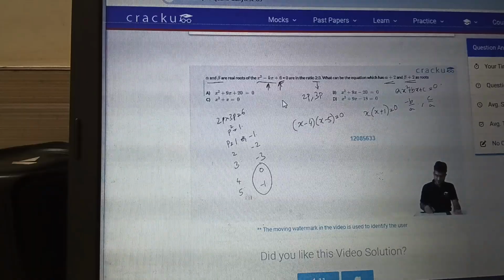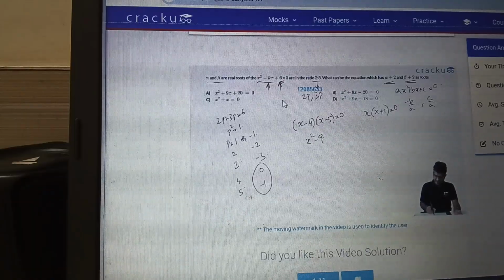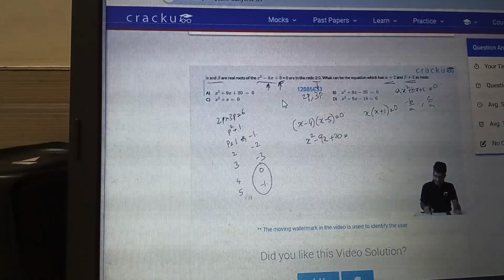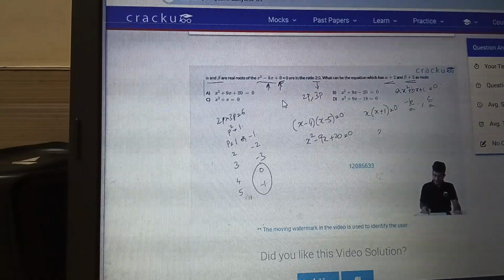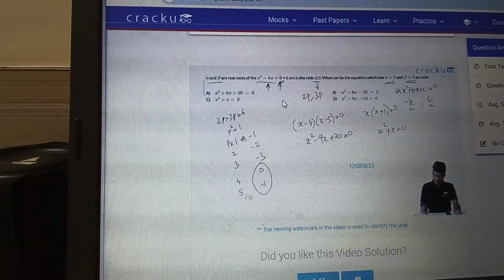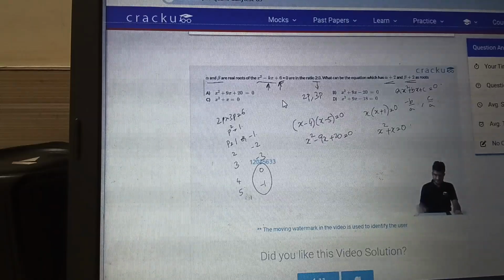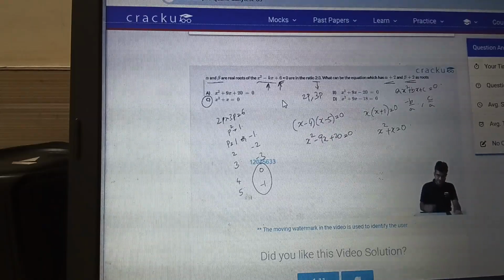If you expand both of them, the quadratic equation is either x square minus 9x plus 20 is equal to 0, or it is equal to x square plus x is equal to 0. Any one of the two is possible. If you notice, option C is the correct answer.